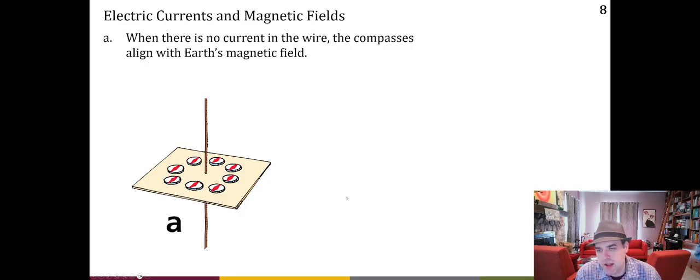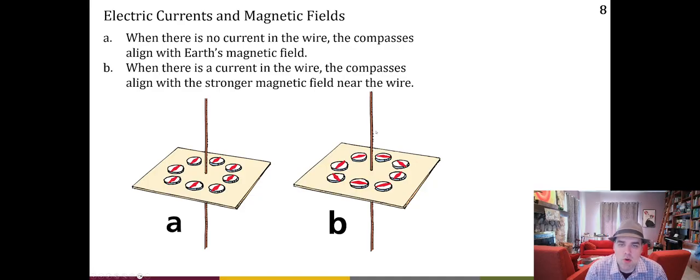We notice something else strange happens. Here we have this wire with no current going through it, and we have all these compasses that are just pointing in the direction of Earth's magnetic field. So nothing new here, but what's strange is what happens when we apply a current through that wire. When we apply current through the wire, we notice that the compasses are now pointing in a different direction, kind of a loop around the wire.